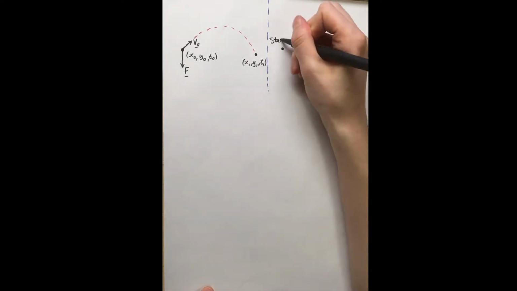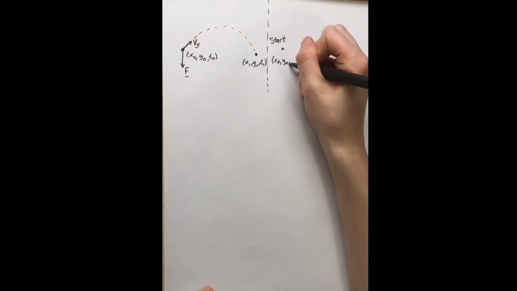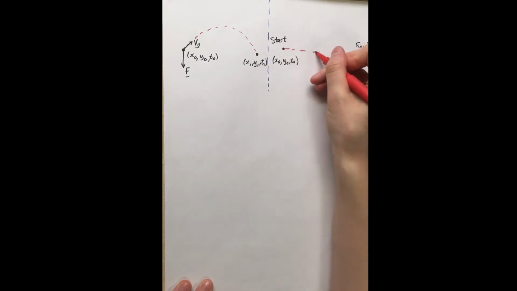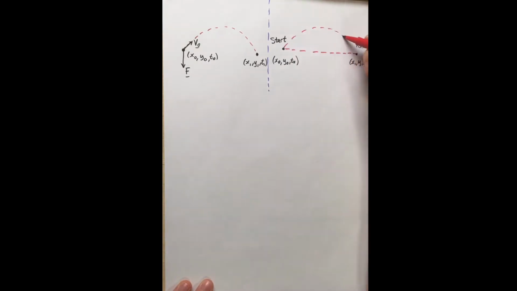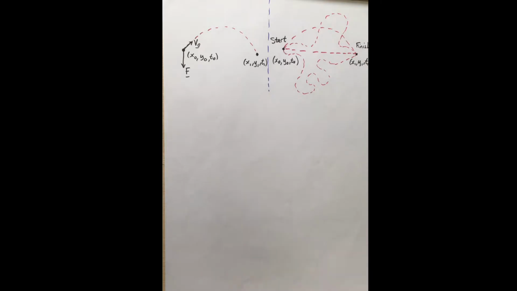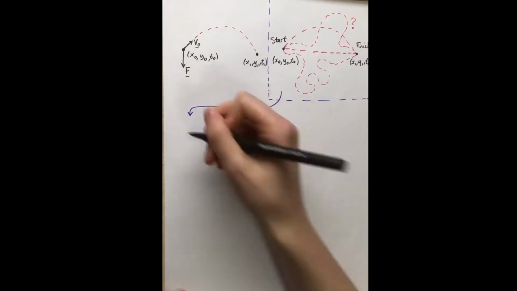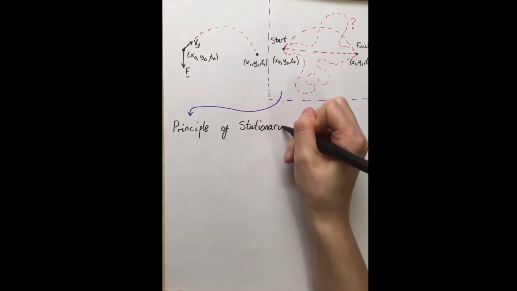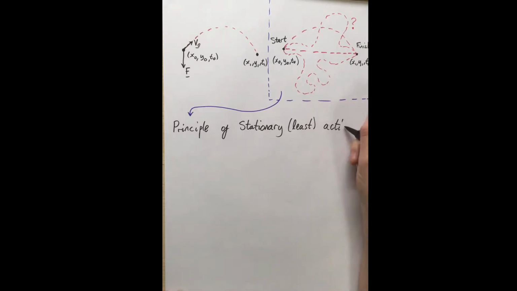Or if we instead know the particle's initial position, its final position, and any constraints on the motion, we can ask what trajectory is the one that we will observe happening in nature. We can think of many different possible trajectories. This second approach still gives us the equations of motion that obey Newton's equations. The starting point is the principle of stationary action, also known as the principle of least action.